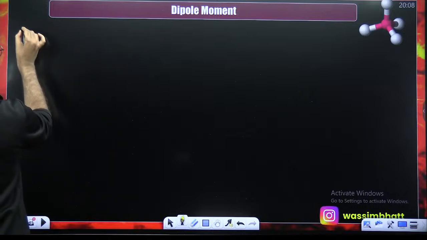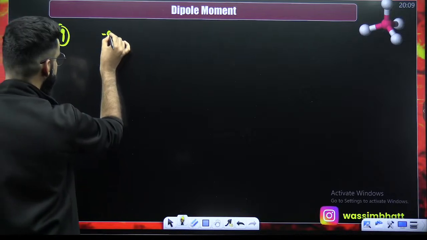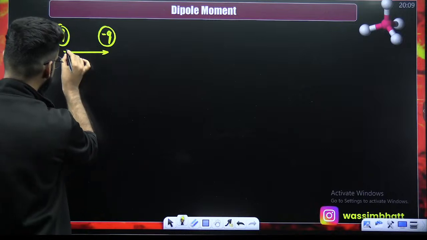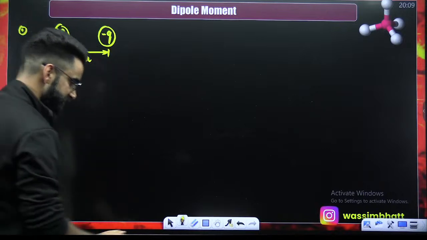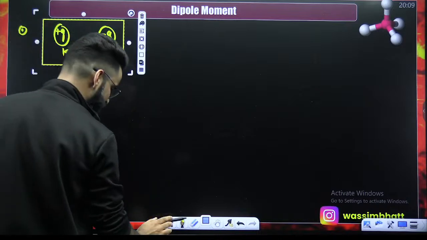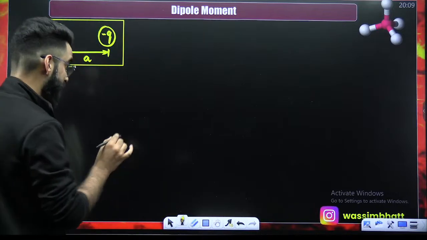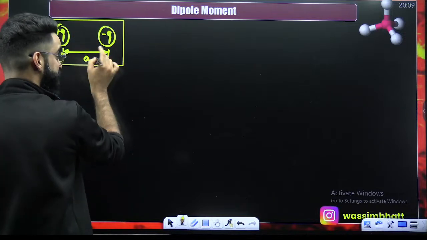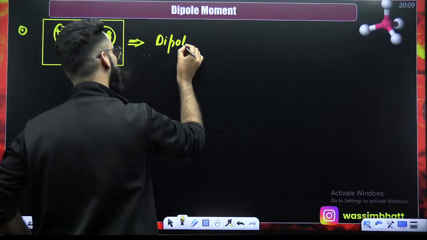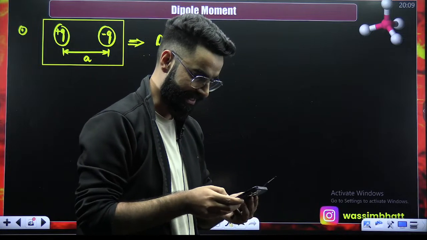First of all, understand like this. Let's say you have got two charges plus Q and minus Q, separated by certain distance A. Whenever you have got opposite charges, whenever you have got charges separated by certain distance, let me tell you, this system of charges is something which you call as dipole. System of charges separated by certain distance is what you call as dipole.